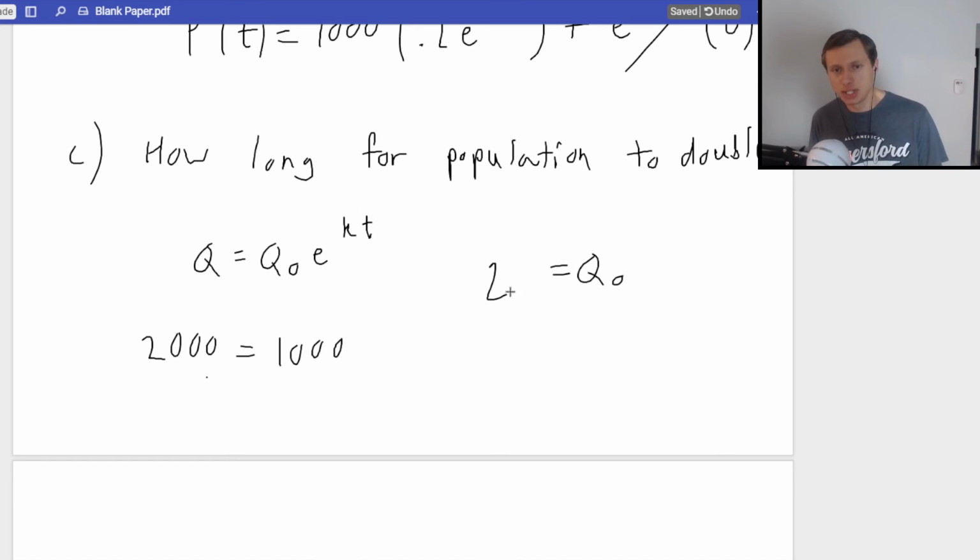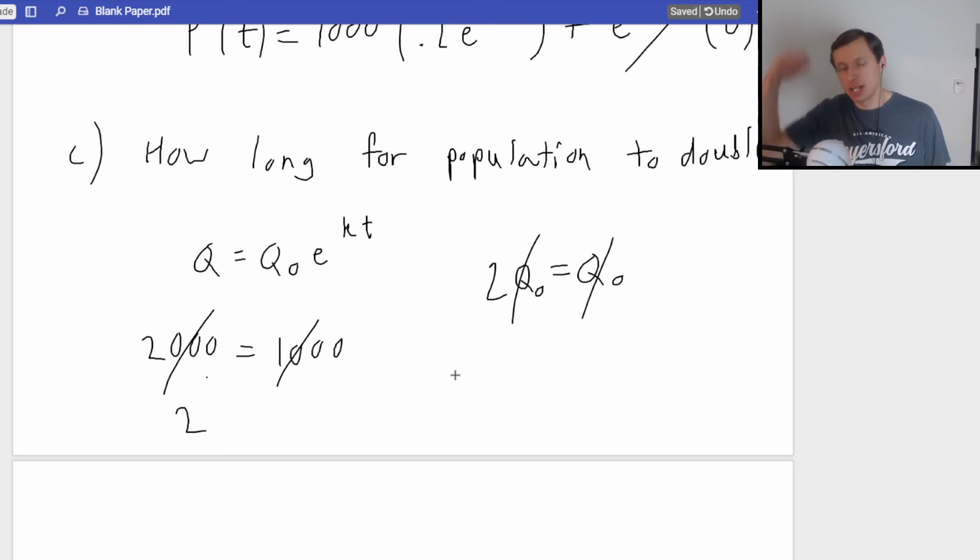Well, if it doubles, then it's double q naught, whatever q naught is. Q naught cancels. You're going to see the exact same thing here. 2000 cancels with 1000 to leave us with 2 on the left side. That's what happens every time with these problems. You get q naught to cancel out.